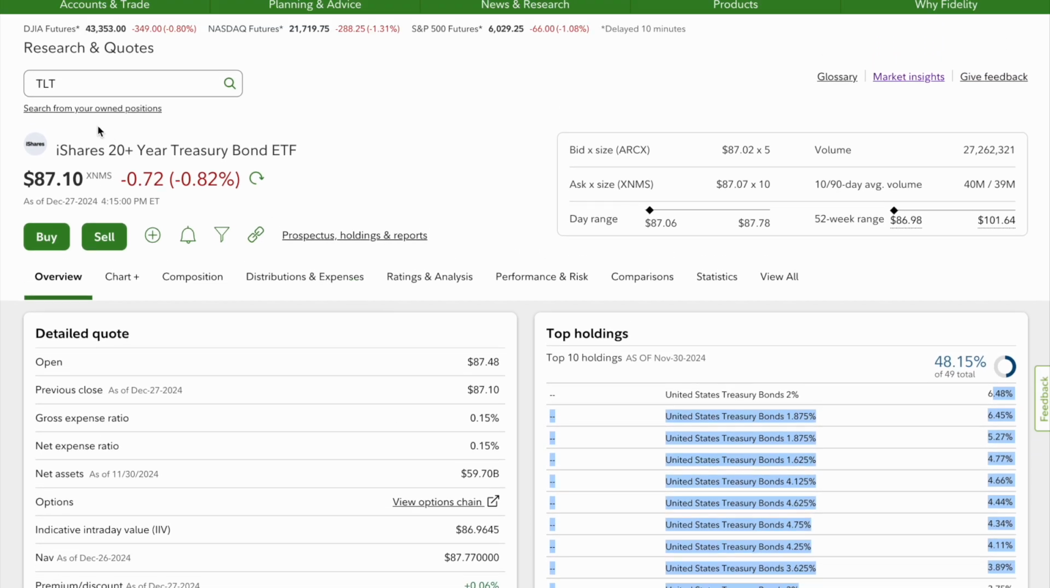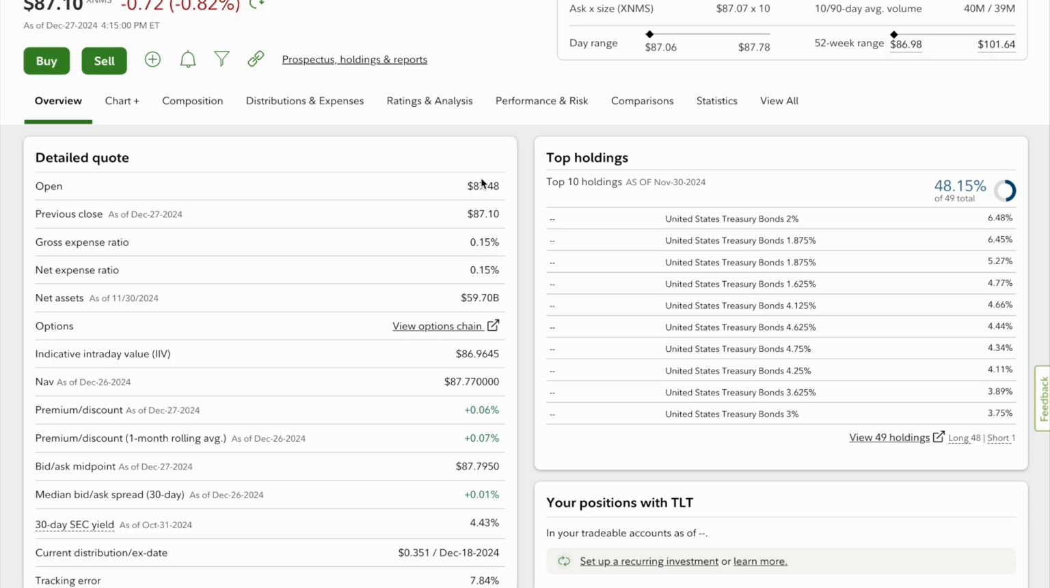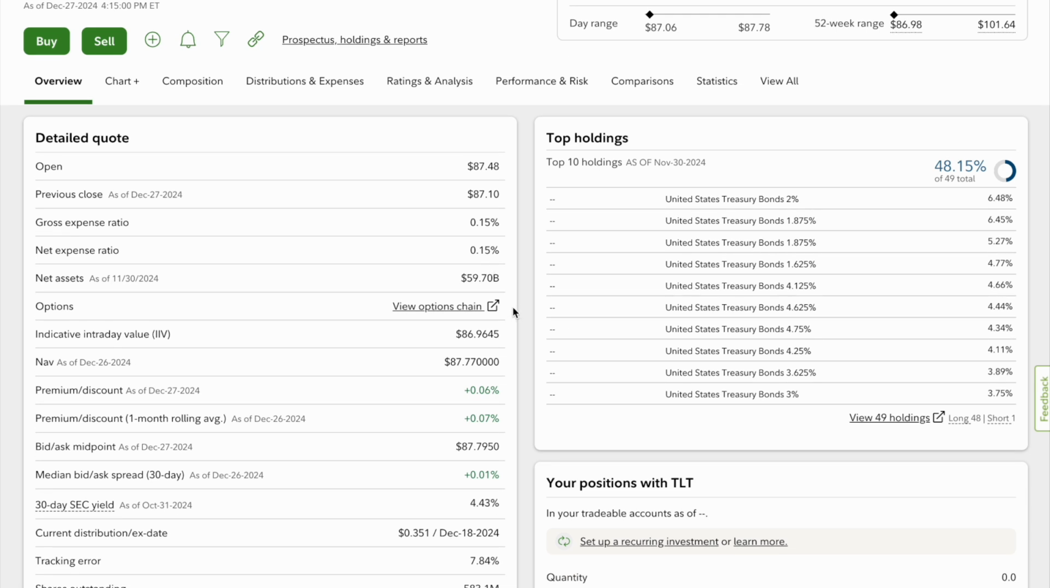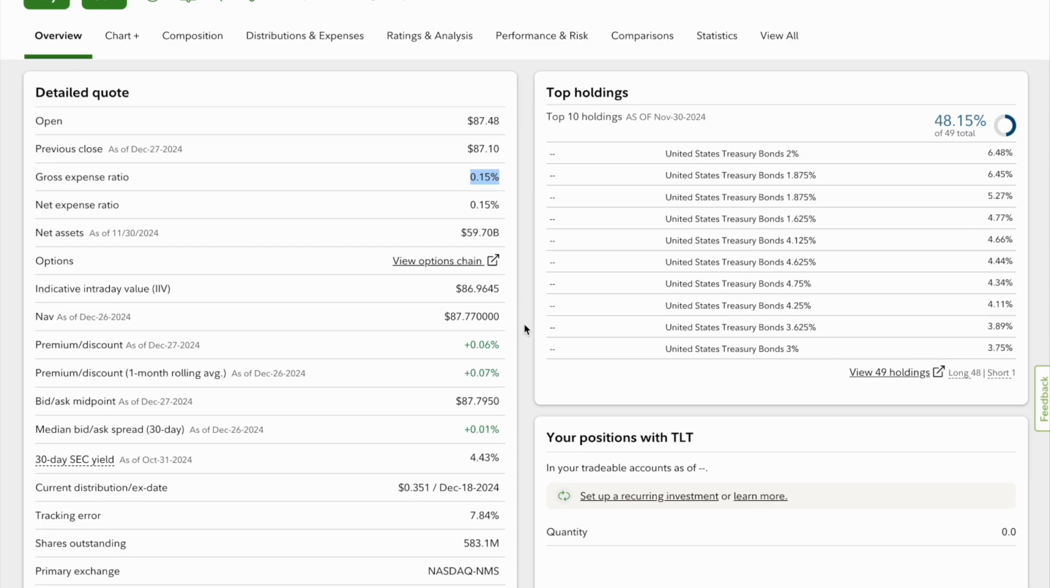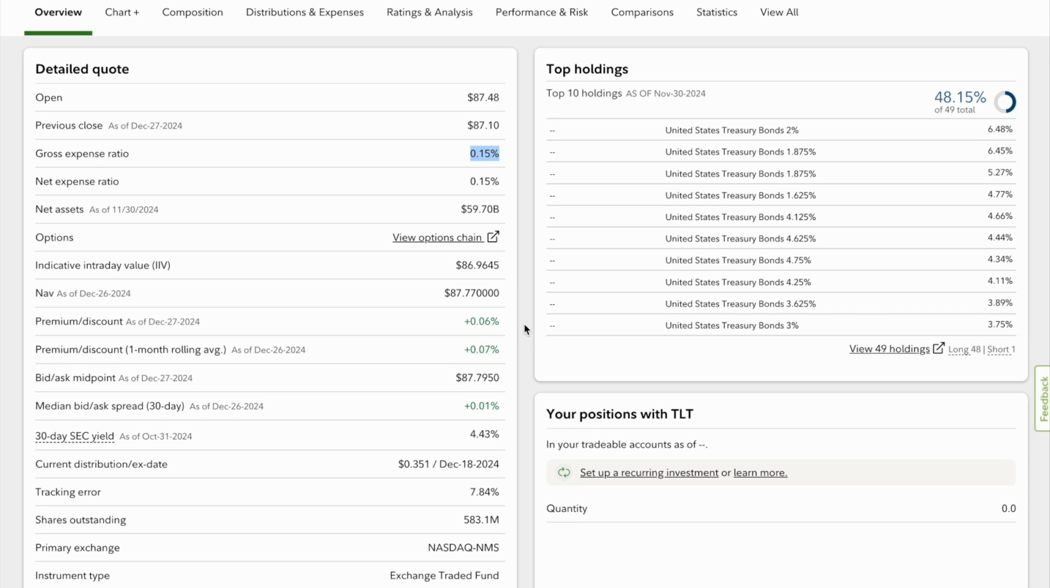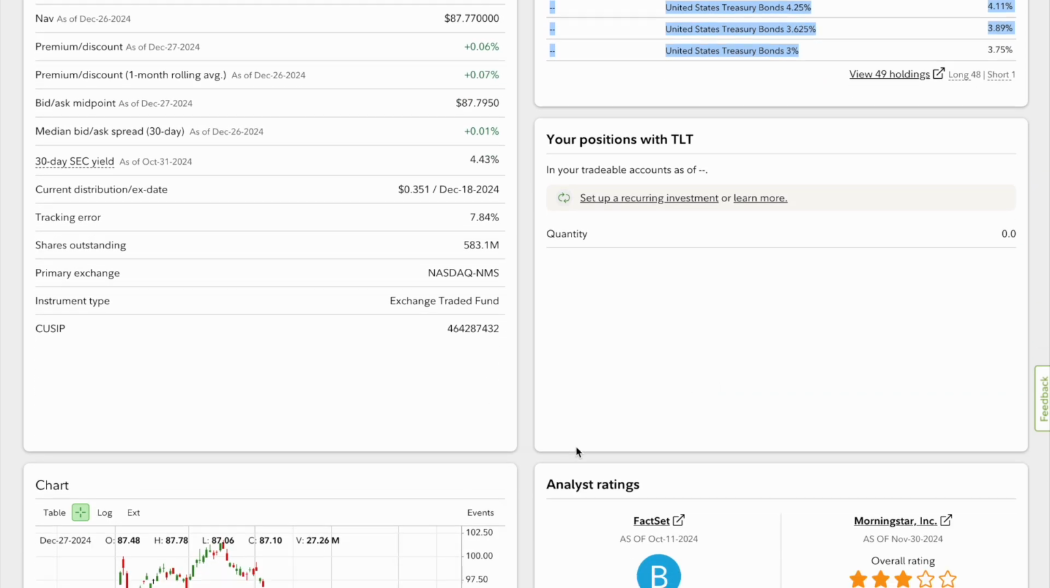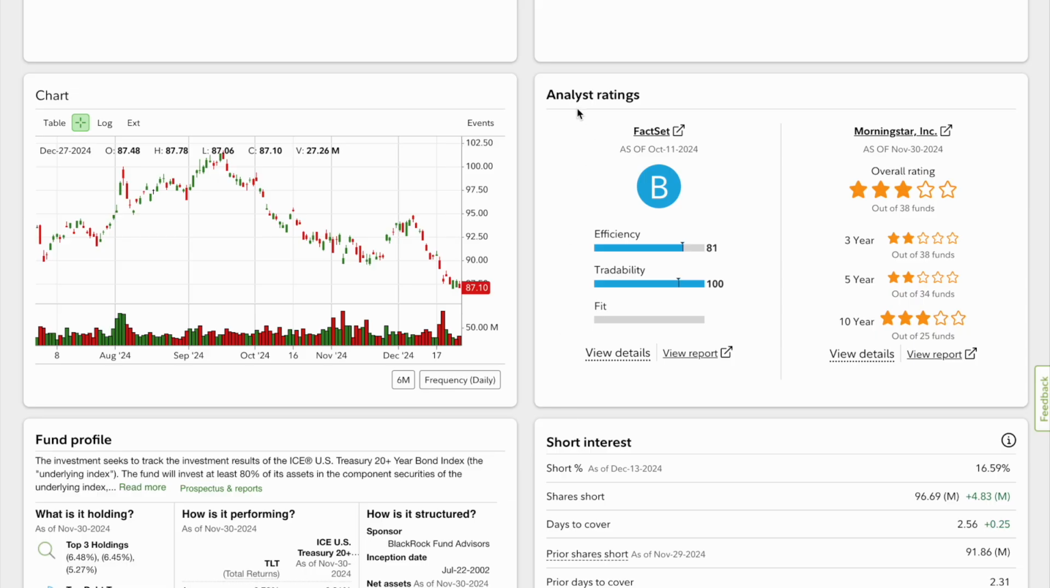Using Fidelity, we're going to look at the overview here on the iShares 20 Treasury Bond ETF. As you can see here, highlights real quick. It opened at $87 a share right now. We're going to get into that on the chart because you're going to see how much this has sold off. You're also going to see the gross expense ratio at 0.15%, which is an excellent expense ratio, 15 cents for every 1,000. It has a total of 49 holdings, which include these United States Treasury bonds, 2%, 1.8, 1.6, and the list goes on. I want to also just show you on the bottom, let's look at the analyst ratings, then we'll jump into the fund profile.